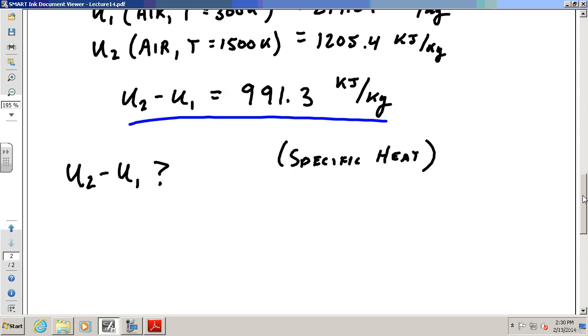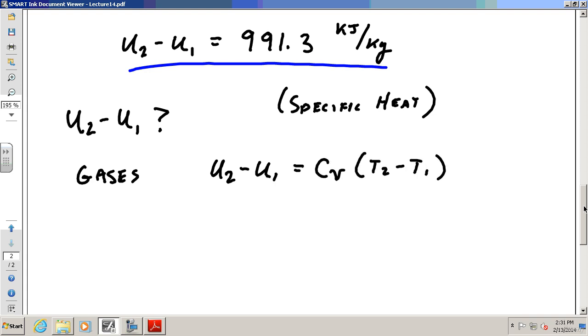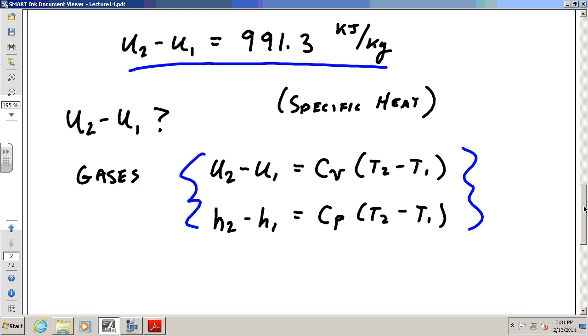So how do we get that? Well, remember, here's the deal with gases. With gases, we really have two formulas we need to learn. U2 minus U1 is equal to C sub V, T2 minus T1. And then we have H2 minus H1 equals C sub P, T2 minus T1. Unfortunately, we couldn't keep it easy. We have to make this more complicated.